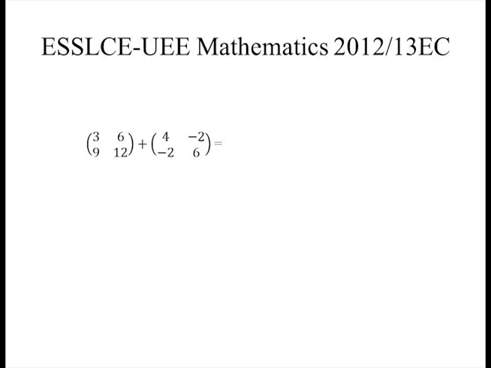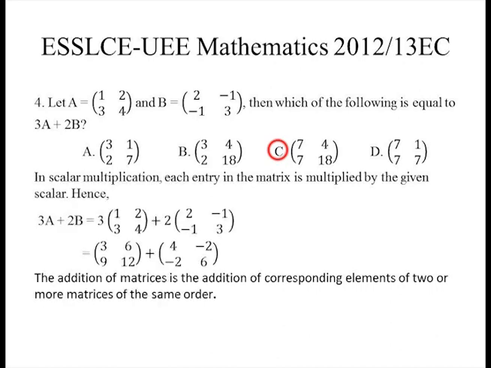equal to 3 plus 4, 6 plus negative 2, 9 plus negative 2, 12 plus 6, which is equal to 3 plus 4 is 7, 6 plus negative 2 is 4, 9 plus negative 2 is 7, 12 plus 6 is 18. Choice C is the correct answer.